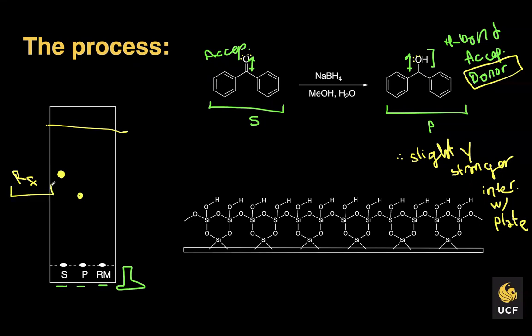So looking at the RF value, you could also discuss which molecule has stronger interaction with the plate, right? Now, if we are using a solvent system that is completely non-polar, molecules that are polar will move very slowly up the plate, or they may actually remain right where you spotted them. And that's why typically the solvent system is a mixture of a polar and a non-polar solvent, right?